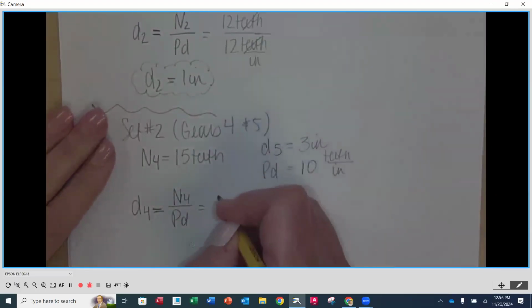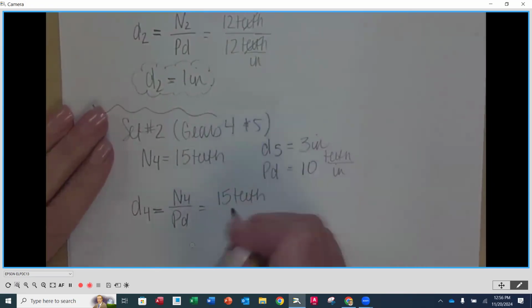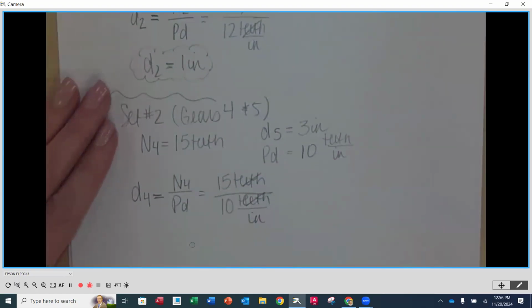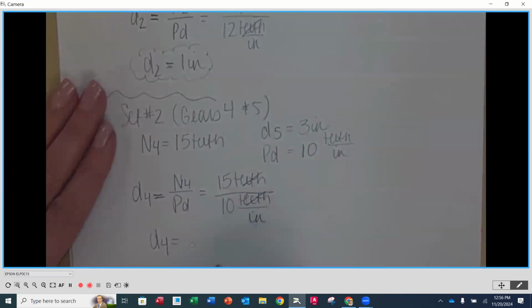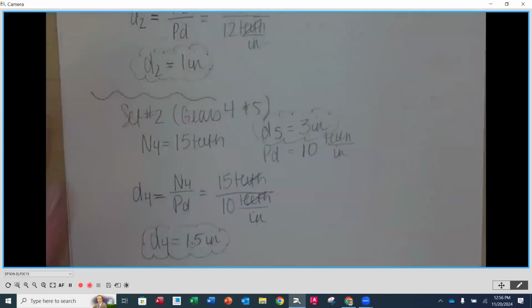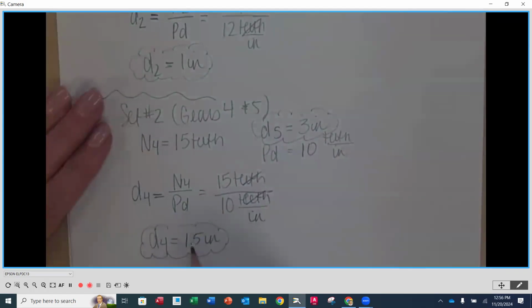So we can put our 15 teeth on top divided by our 10 teeth per inch on the bottom. Teeth cancel. We have inches in the denominator of the denominator, multiply on top. So our D4 this time is going to be what? 15 divided by 10, 1.5 inches. Okay, so I'm going to put clouds around all of my diameters. And my D5 was given as 3 inches. My D4 is 1.5.